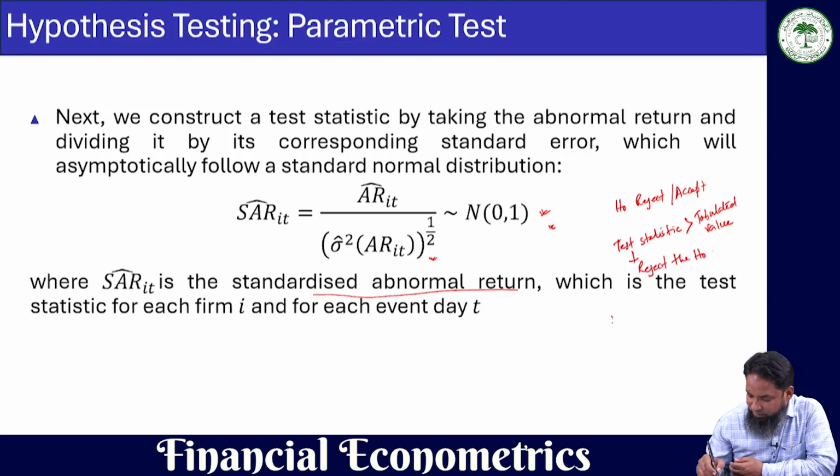However, this test statistic which we calculate follows the normal distribution, so we will get the tabulated value from the normal distribution or the t distribution, we can say. If the test statistic is less than the tabulated value, then we will accept the null.